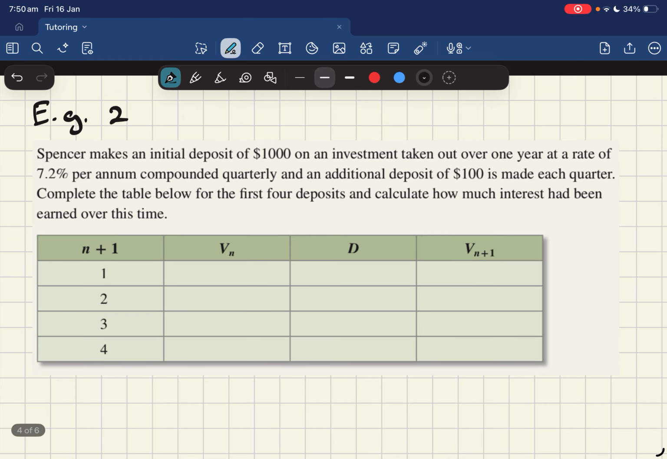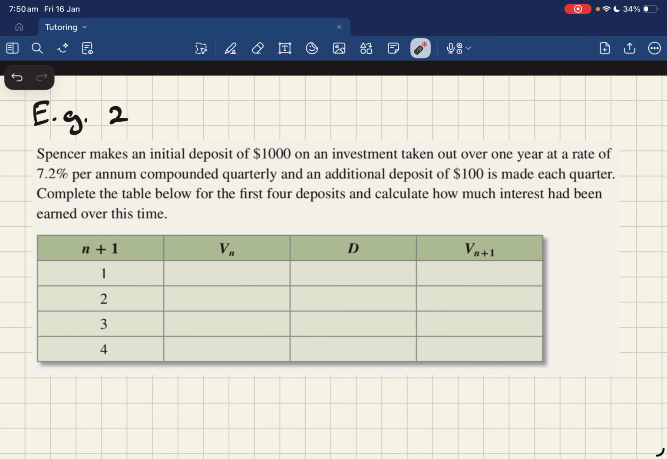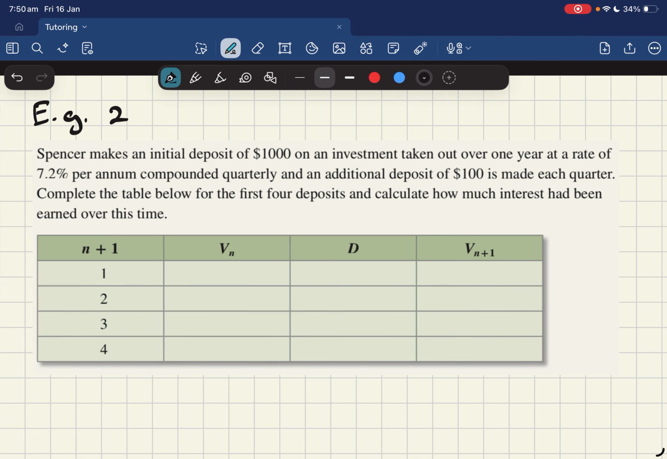And in example 2, we're going to look at an investment. So it's saying Spencer makes an initial deposit of $1,000 on an investment taken out over 1 year. Let's actually start underlining these. This is what you'd be doing in an exam. Initial deposit of $1,000 on an investment taken out over 1 year at a rate of 7.2% per annum compounded quarterly, and an additional deposit of $100 made each quarter. So it's saying complete the table below for the first 4 deposits and calculate how much interest has been earned over this time.